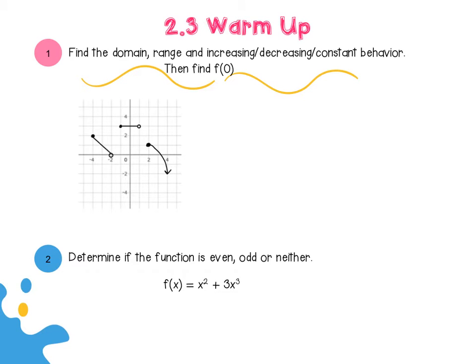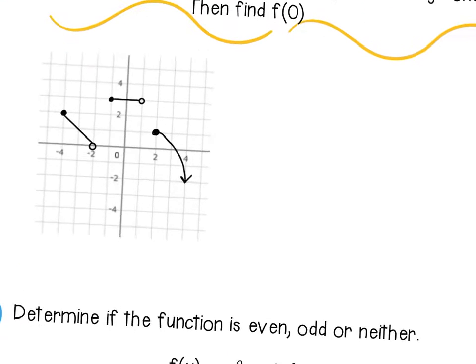All right, we're going to start with one. So it says domain, range, increasing, decreasing, class and behavior, and then find f of 0. So we're going to break it down into all those parts. Okay, so if I start with domain, remember domain is the x values.